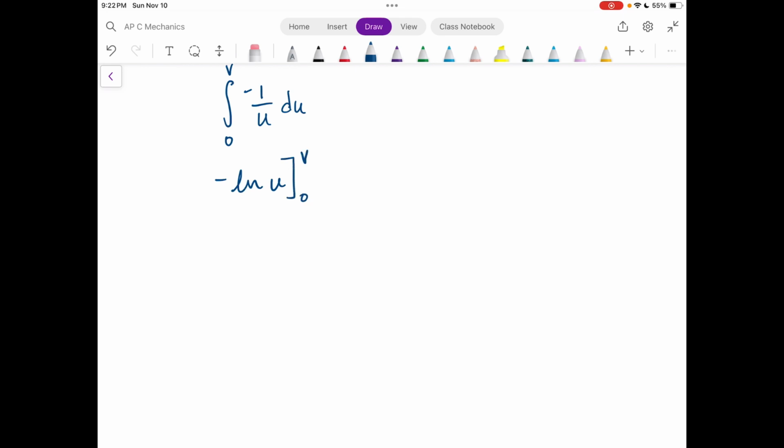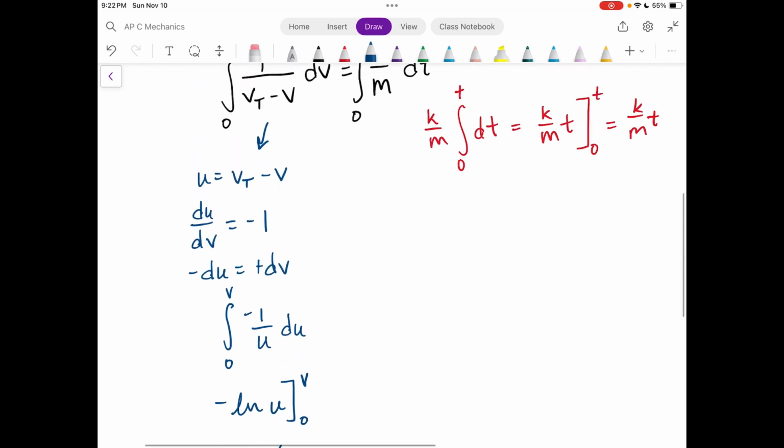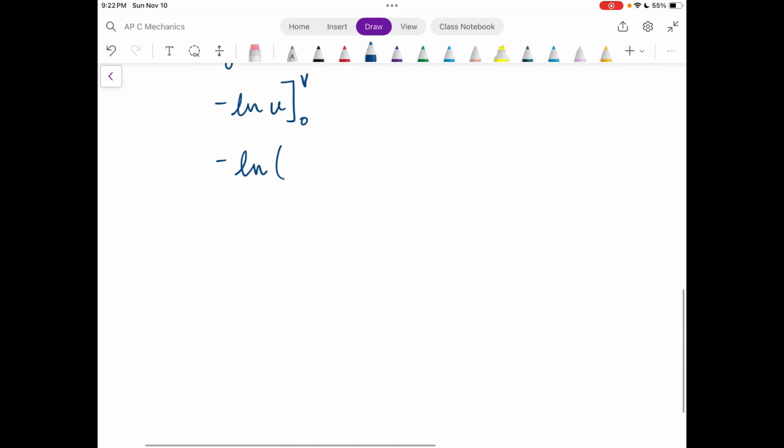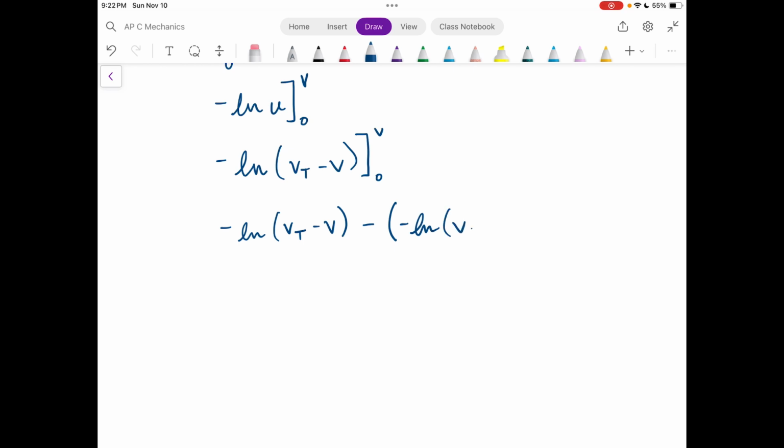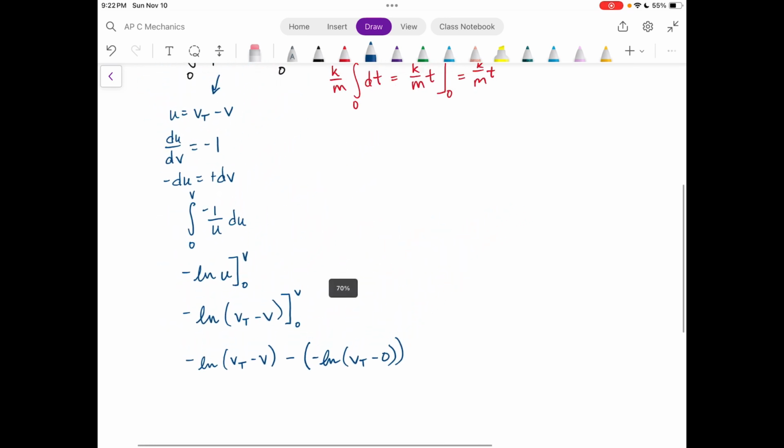Okay, let's put those things back in. So before we had said that u was equal to vt minus v. So I'm going to plug that back in, vt minus v, and we're going to evaluate this between 0 and v. So this is going to become negative natural log of vt minus the velocity that I'm looking for, minus, oh bother, there's a lot of negatives in here, negative natural log of vt minus, in this case, it'll just become 0. Okay, we have actually evaluated the left-hand side of that equation that we had up here.